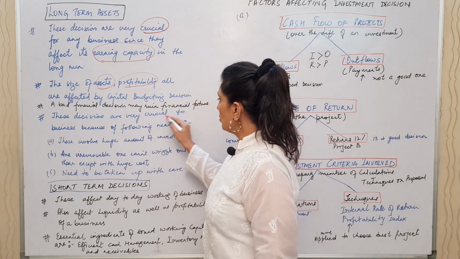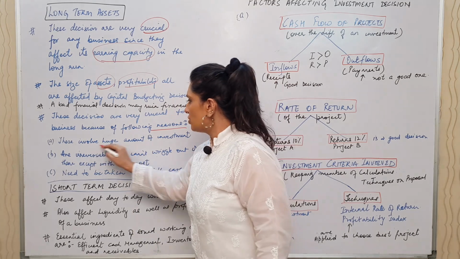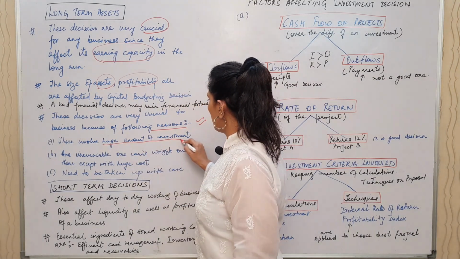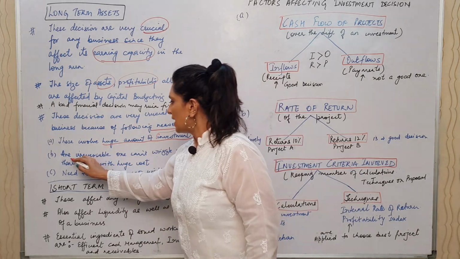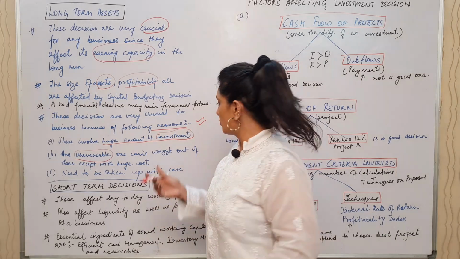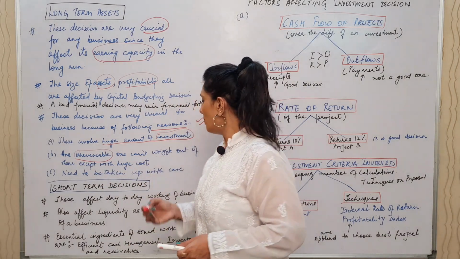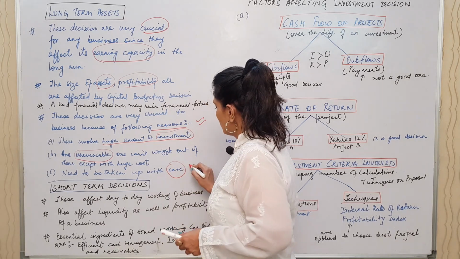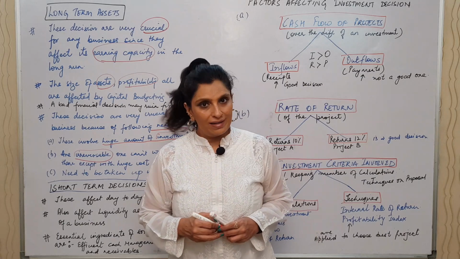These decisions are very crucial to business because of the following reasons. First is a huge amount of investment. Second, these are irreversible. One cannot wriggle out of them, wriggle meaning come out of them, except with a huge cost. And they need to be taken up with lots of care because they involve a lot of risk.